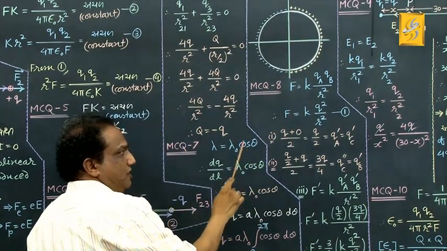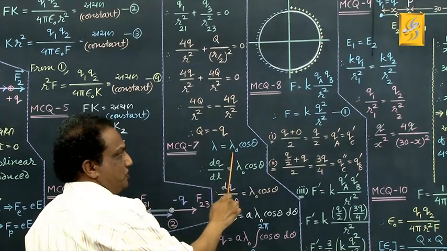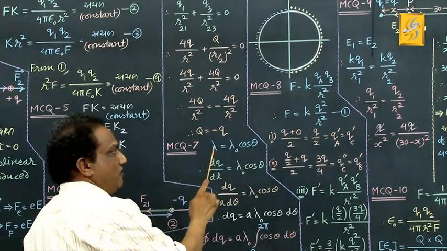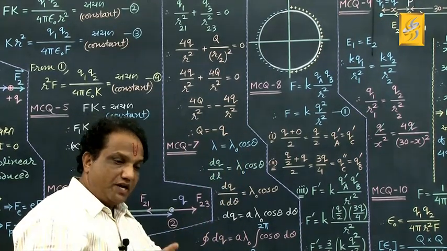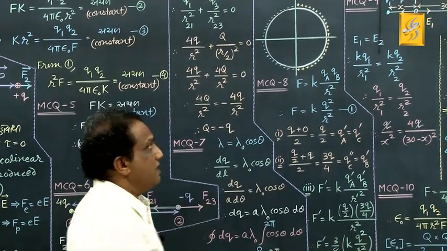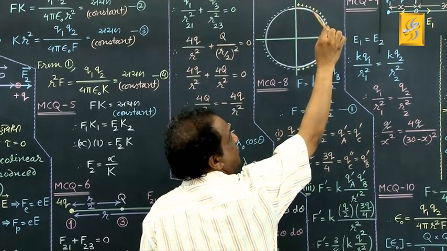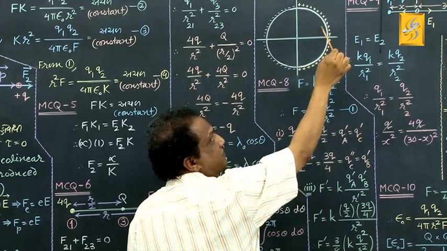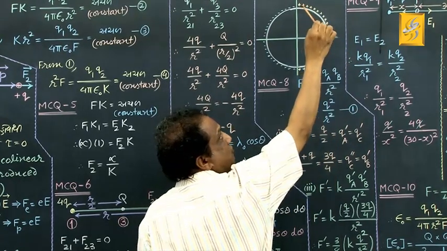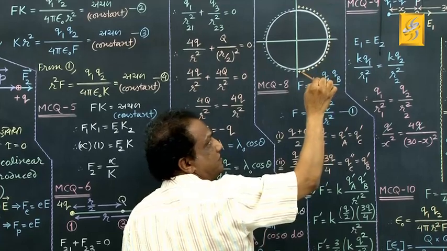If this is positive, lambda 0 is already positive. Positive to positive will give you positive. When the value of lambda is positive, it indicates the presence of positive charges. That's why on this part of the circle which lies in the first and fourth quadrant, I am showing the presence of positive point charges, correct?